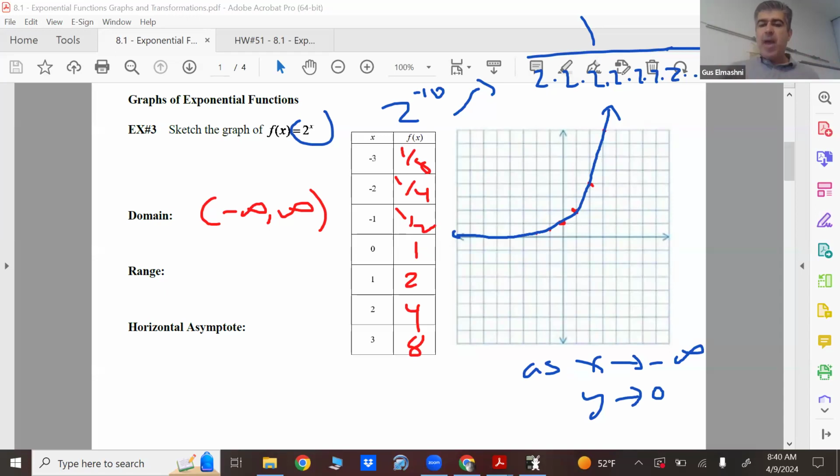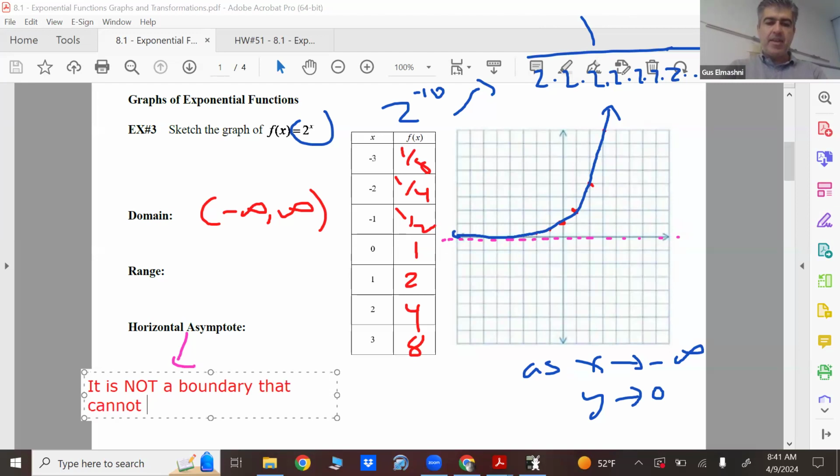So in this case, we have something called an asymptote, which is like this. Now, I'm going to warn you. Some people think this, and it's a total misconception, and we're going to clear this misconception today. Don't do this down the road, especially if I teach you calculus next year. I'll be very upset. It is not a boundary that cannot be crossed. You can cross horizontal asymptotes.